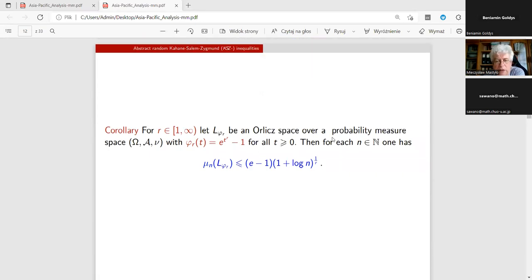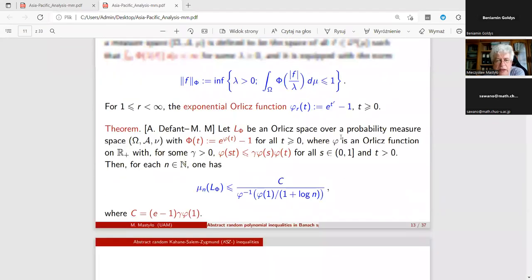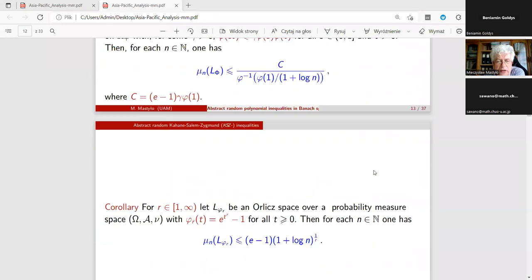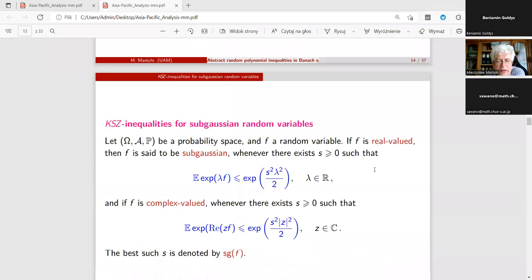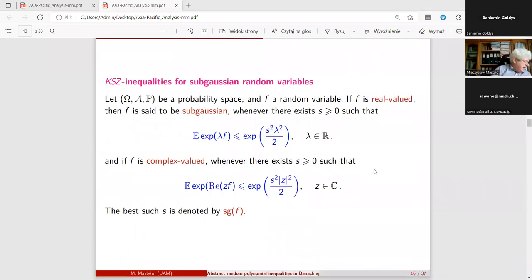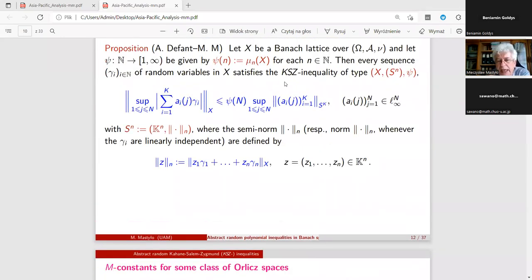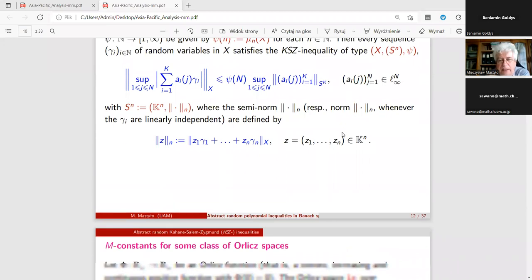So now, using this general observation, we can state some inequalities, but the problem is how to calculate this supremum. And of course, it depends on what kind of sequences we will have. So this is again a delicate problem.